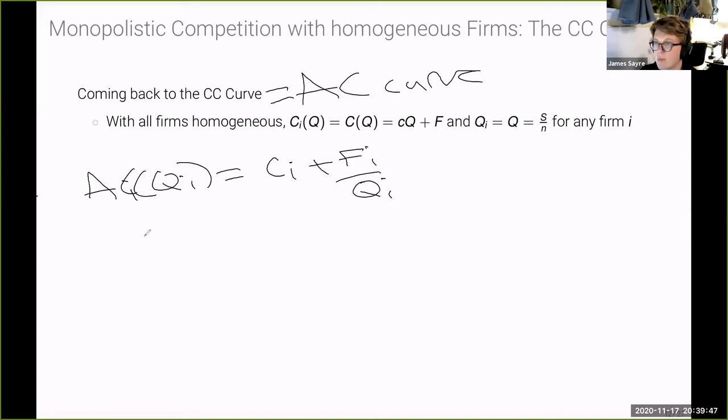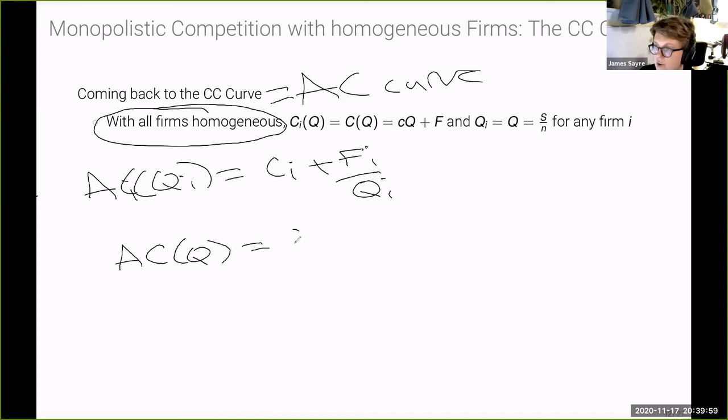But we can make a couple assumptions now that firms are going to be homogeneous. And so we can note that now that we have homogeneous firms, each firm's marginal cost is going to be the same. So c_i is now equal to c. F_i is now just equal to F. And q_i is now just equal to q. So that's the first simplification we can make of this average cost curve.